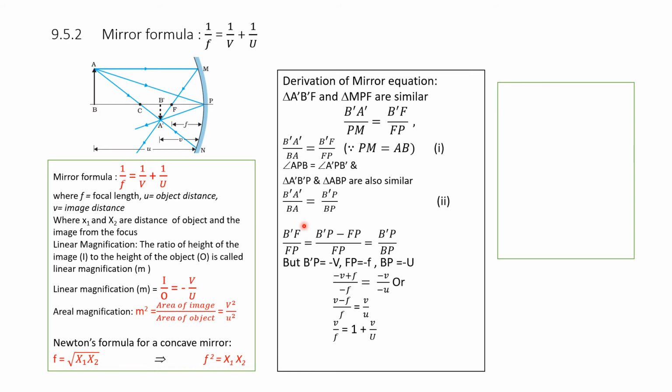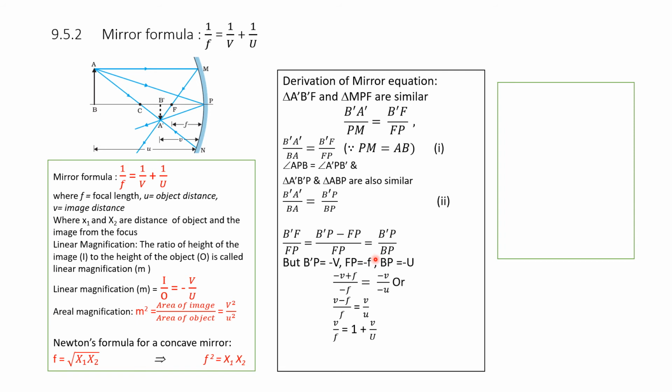Therefore, the equation B'F by FP can be written as B'P minus FP, divided by FP, as it is, that is equal to B'P by BP.